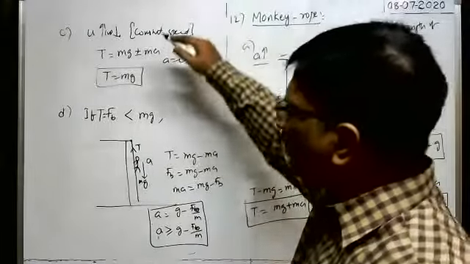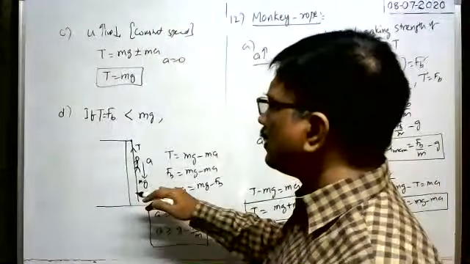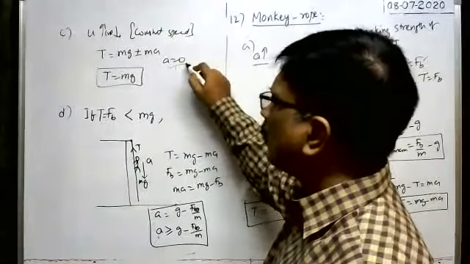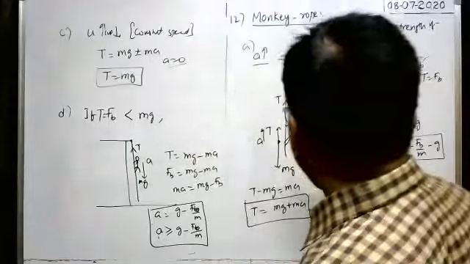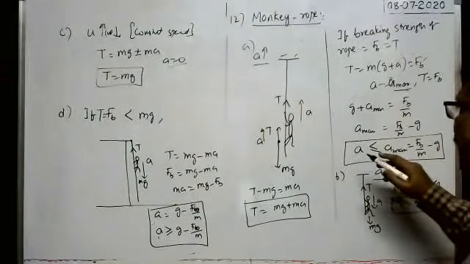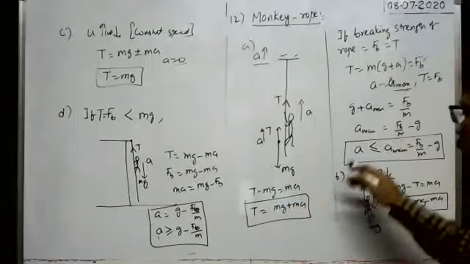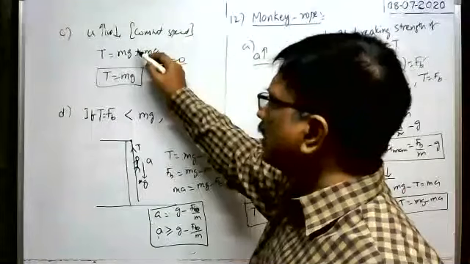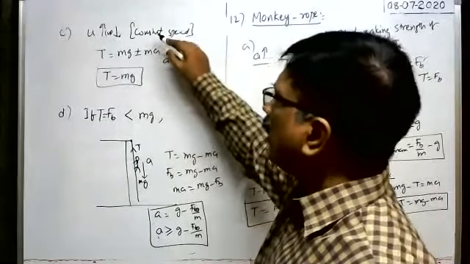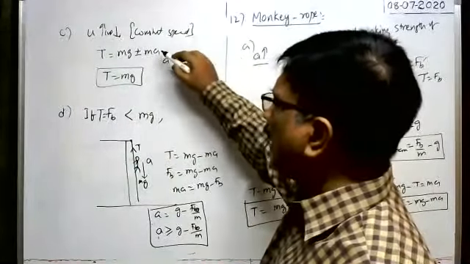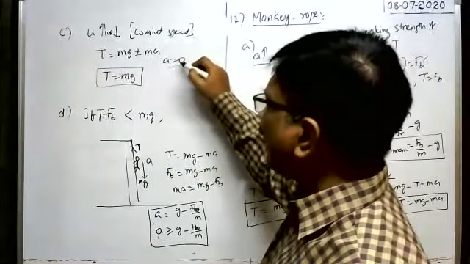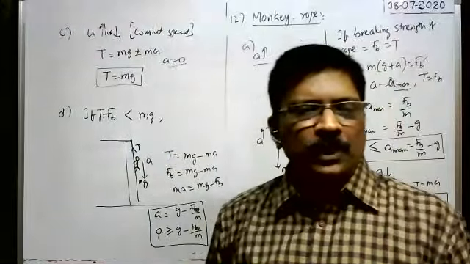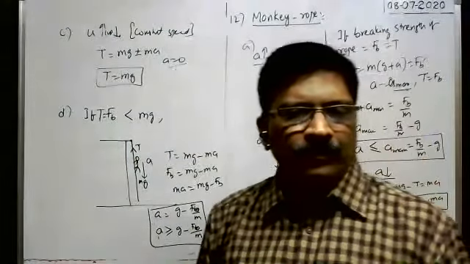When the monkey climbs up or slides down along the rope with constant speed, constant speed means acceleration is 0. Suppose the monkey climbs up with acceleration a, then the tension is mg plus ma. When it comes down with acceleration a, the tension is mg minus ma. In general, you write plus or minus a. But whenever the monkey climbs up or moves down with constant velocity, the acceleration is 0. When you put 0, the tension developed in the rope is equal to the weight mg only.